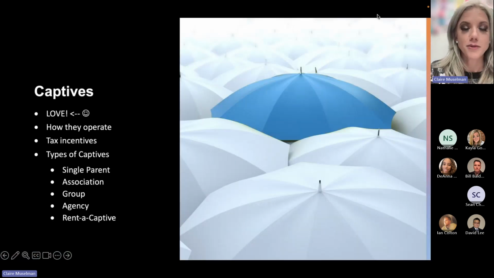These are hands down my favorite way to insure because you are dollar for dollar up to a specific threshold for a group of employers. So I think these are just great. You have good control over your losses. It's a great way to make money.